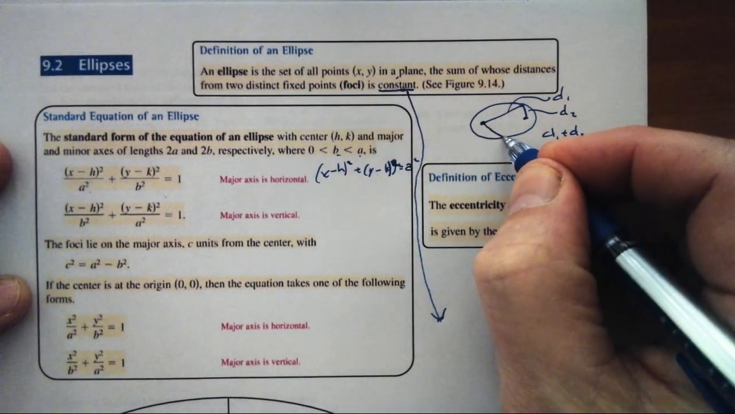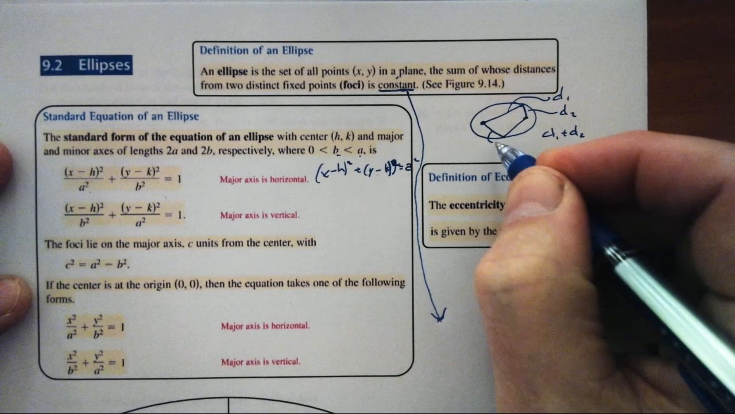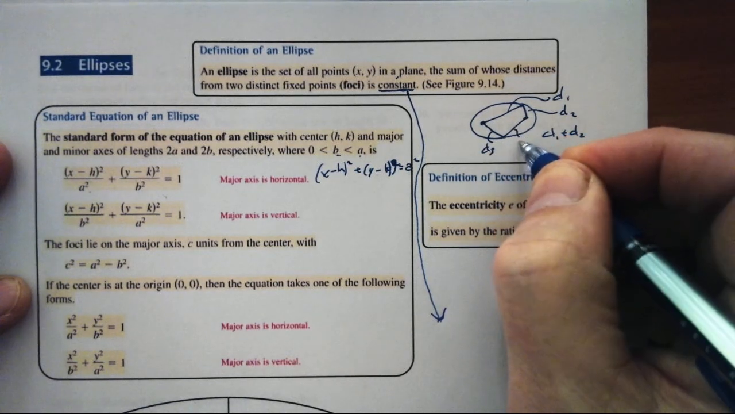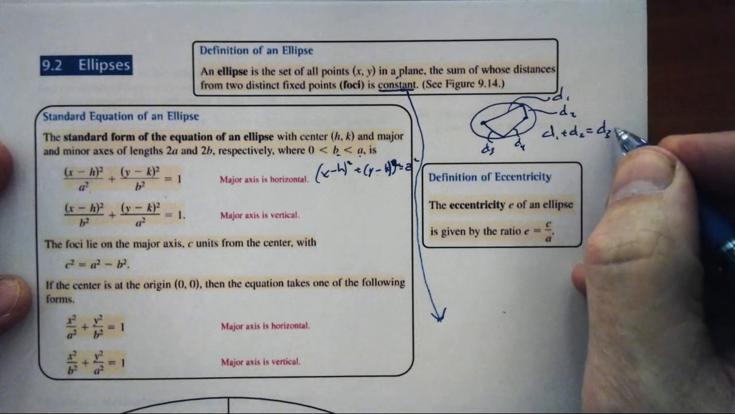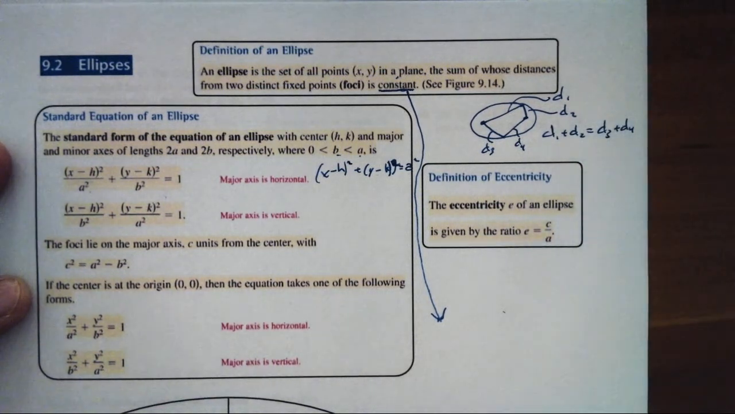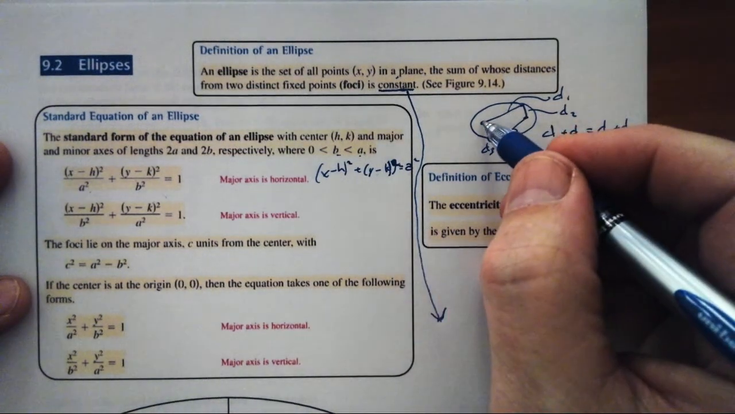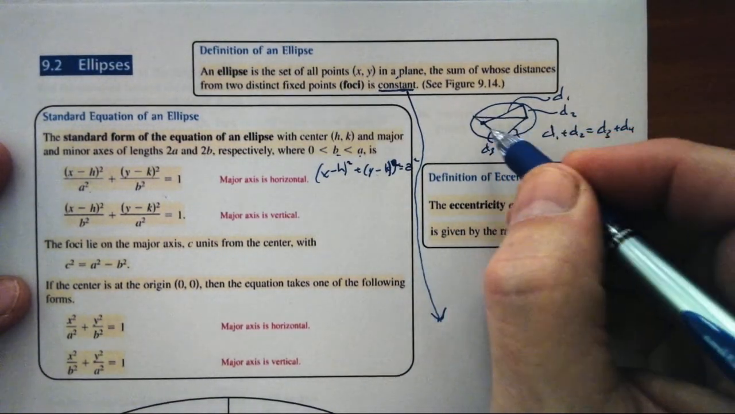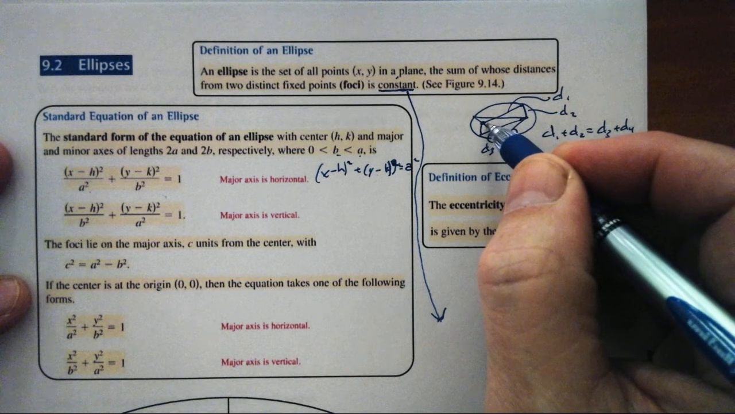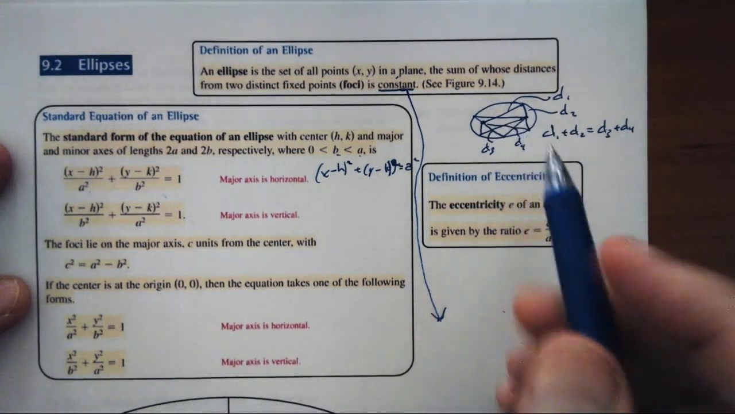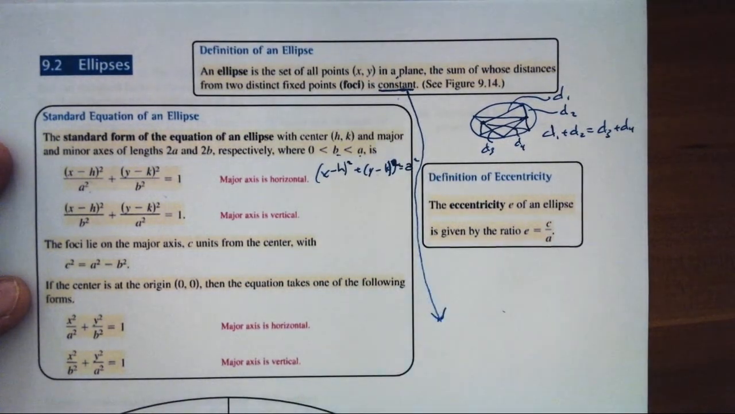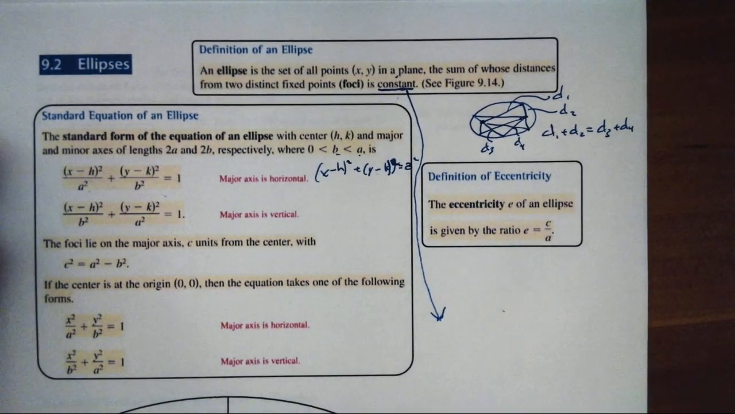And I'm going to put this one in here. Let's call this D3 and D4. The sum is constant. So D1 plus D2 equals D3 plus D4 equals D5 plus D6 equals D7 plus D8, and so on. Doesn't matter, those are constant. But it's not just any old constant, as we're going to see in just a bit, and that's an important part of the whole construction of ellipses.